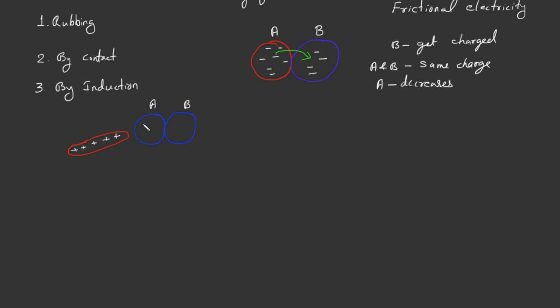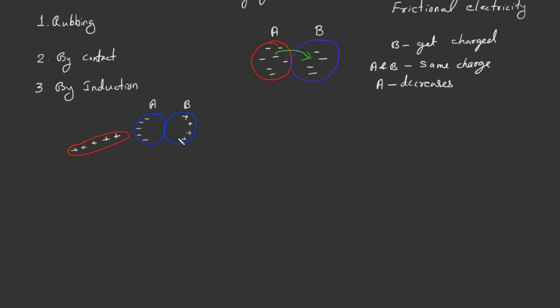As a result, the opposite charges, that is negative charges, will be attracted towards the positive charge, and the like charges, that is positive charges, are repelled. As a result, the negative charges will come close to the positive charge, and positive charges will move farther away from the positive charge. So it will be placed as shown in this figure.